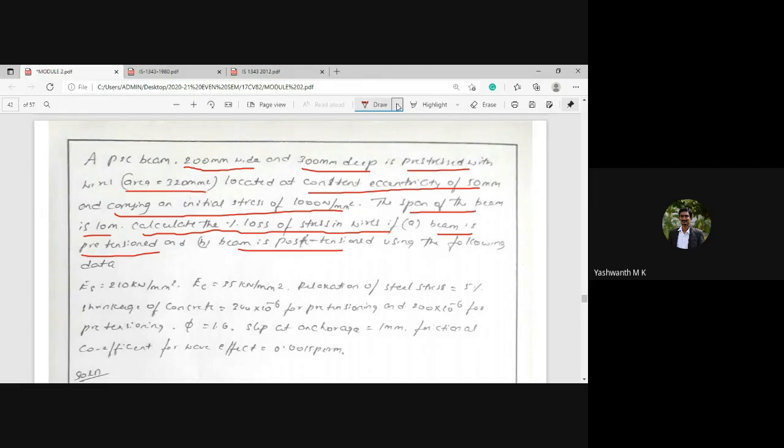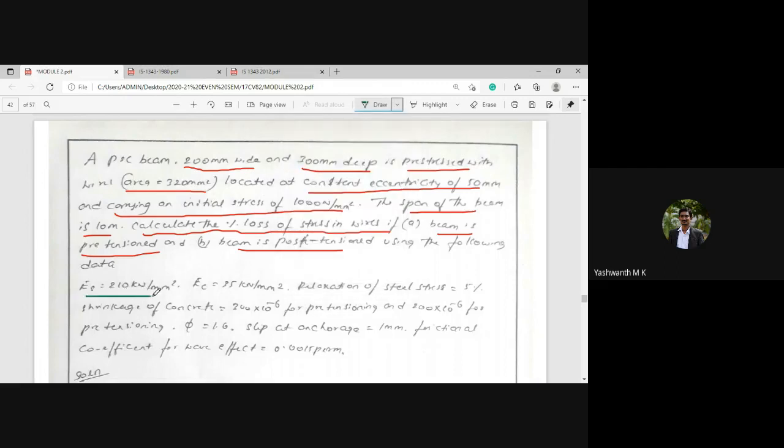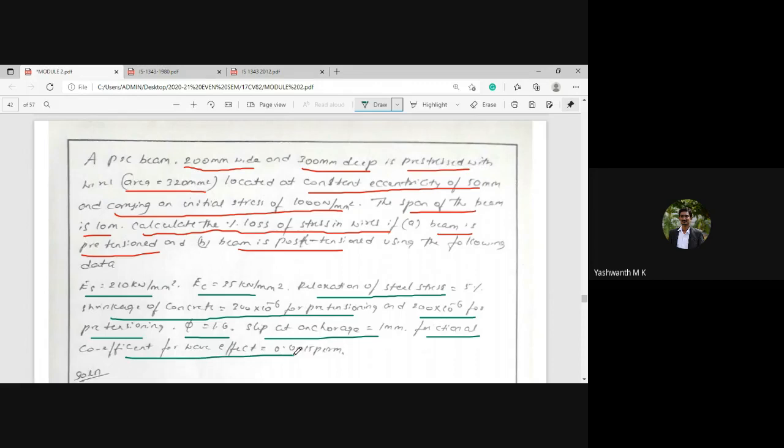So what are those data they have been given? The data they have highlighted are modulus of elasticity of steel, modulus of elasticity of concrete, relaxation of stress in steel, that is 5%. Next, shrinkage of concrete for pre-tensioning and shrinkage of concrete for post-tensioning. So both the things they have mentioned. Creep coefficient they have given 1.6. Slip at anchorage they have given. Frictional coefficient or wave effect 0.0015 per meter. So these are all the data they have specified.